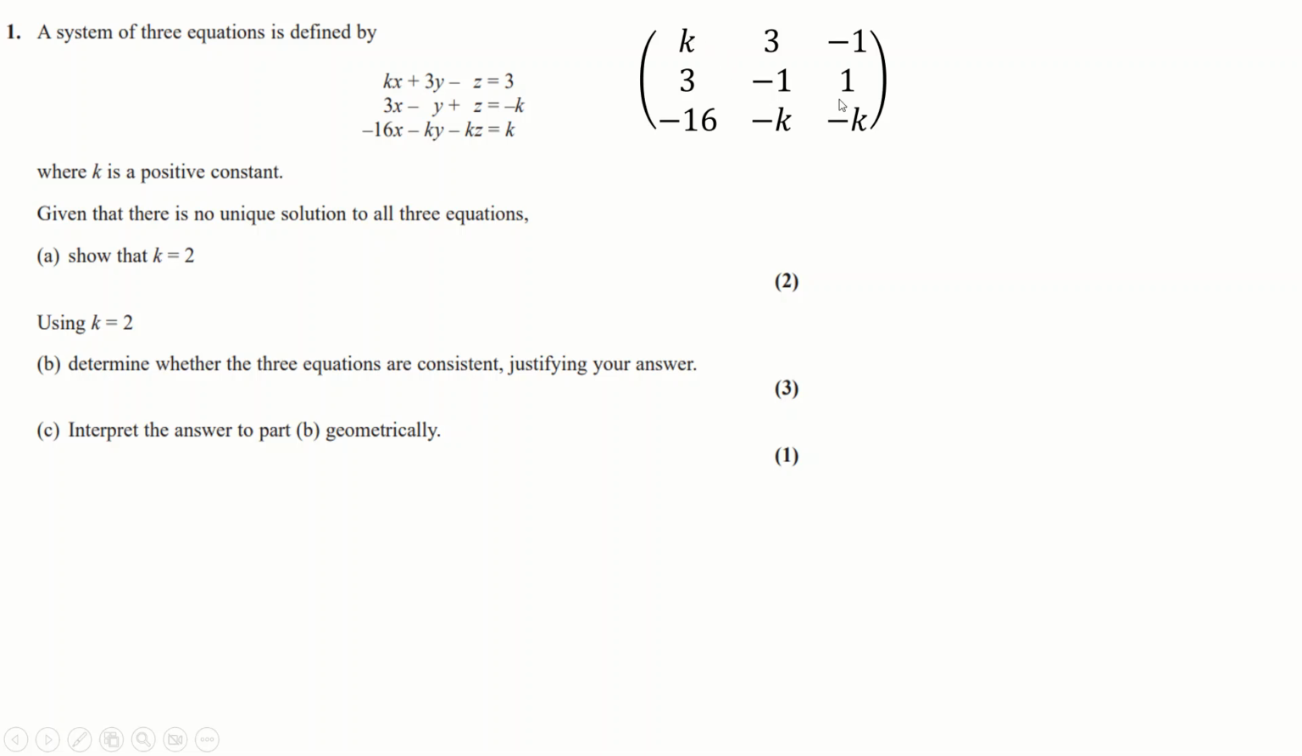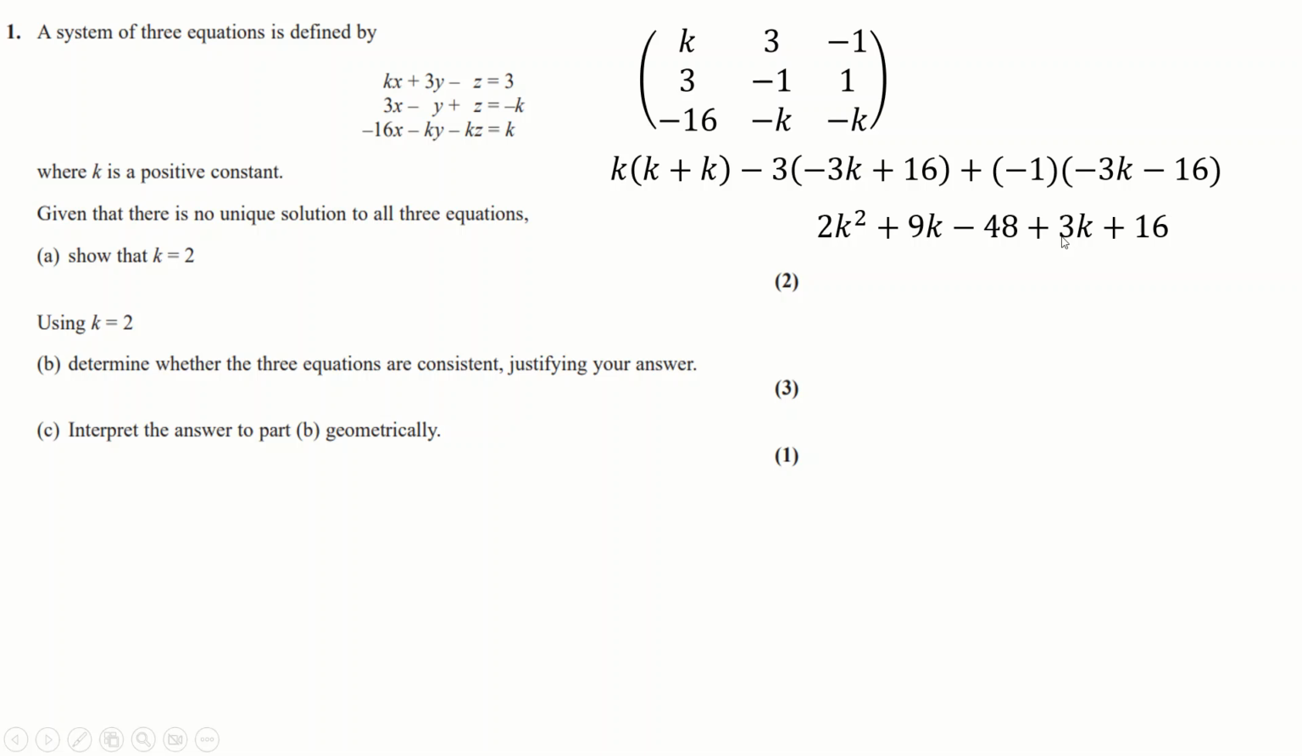So we do k times the determinant of this, which is, these two multiply to make k, minus these two, which actually makes a plus k. So we've got k into k plus k there. And then we've got minus, we always take away this one, times the determinant of these four, which is minus 3k plus 16, and then we've got minus 1 times minus 3k minus 16.